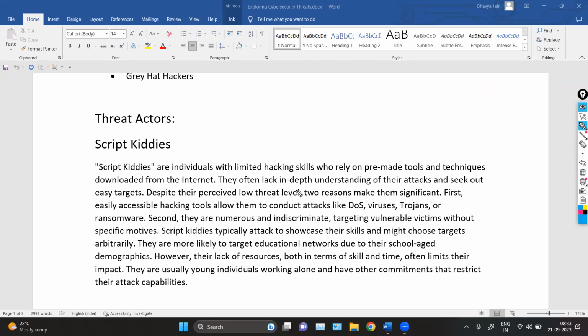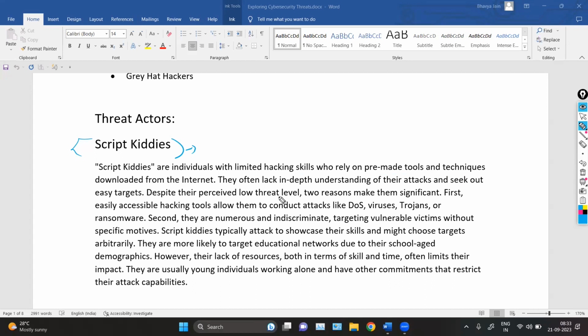They often lack in-depth knowledge or understanding of their attacks and seek out easy targets. For example, let's say there's a website A and there's a website B. Now, let's say website A is one that anyone can hack easily. So script kiddies mainly target the easy systems, which can be hacked easily.